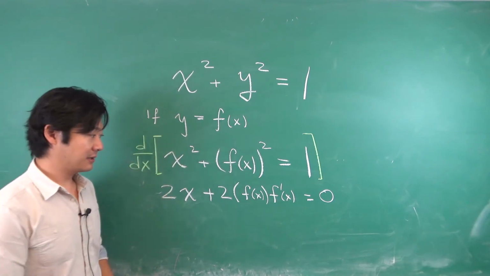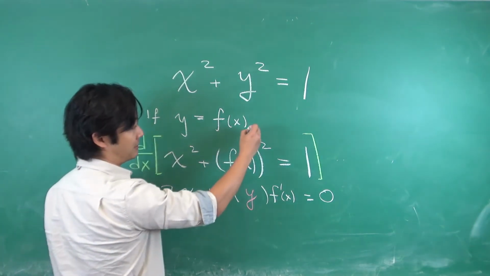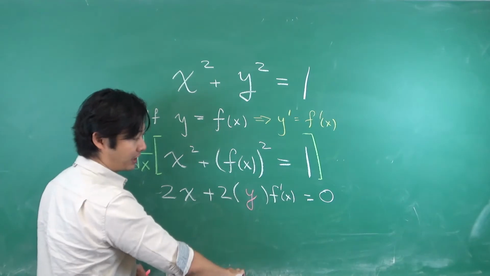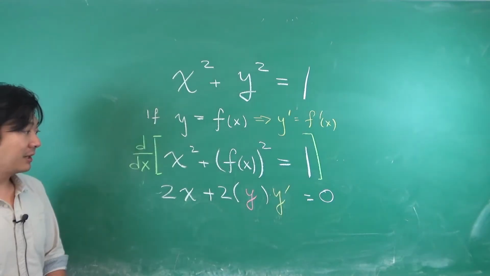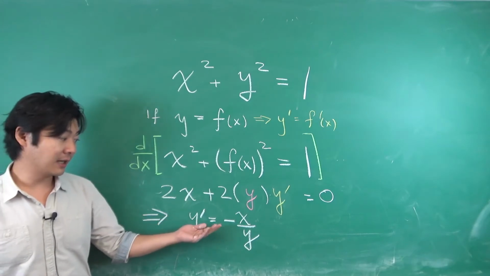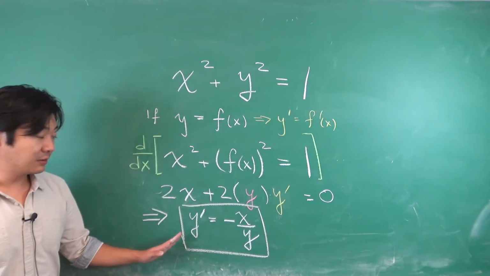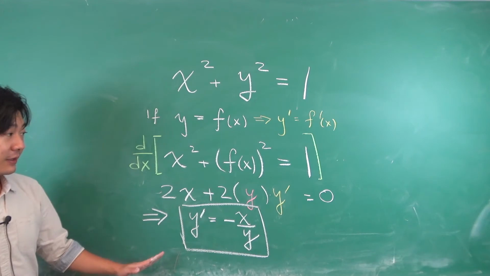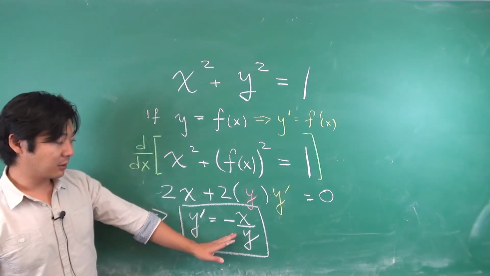Well, let's substitute these back here. y is f of x, and what's f prime? Well, that's the same as y prime. So we can replace f prime with y prime. Now we can isolate y prime so that we'll get y prime equals negative x over y. And so this will give us the slope of the tangent line at points where y is not equal to 0.